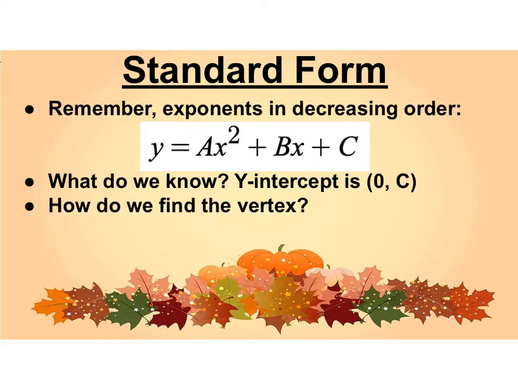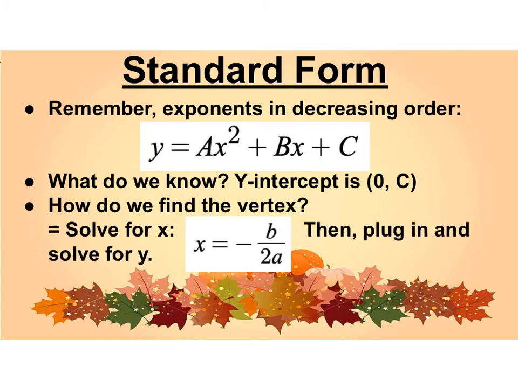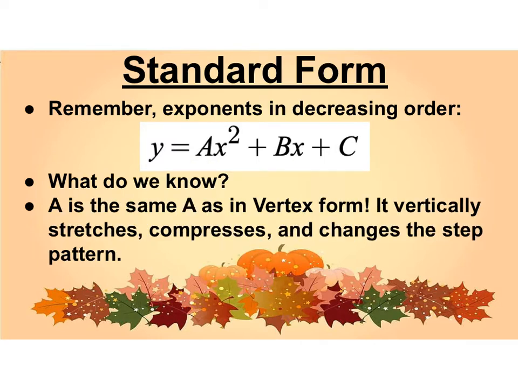And how do we find the vertex? Well, it's not as easy as when it's in vertex form and we can just pull it out. It does require a little formula, and that looks like this. When we have x equals negative b over 2a, and b and a come from my standard form. So we're going to use that to solve for x, and then we'll plug it back into those x's and solve for y, and we'll have our vertex. The good news is a is the same as a in vertex form. A has the effect that it vertically stretches, compresses, and changes the step pattern.